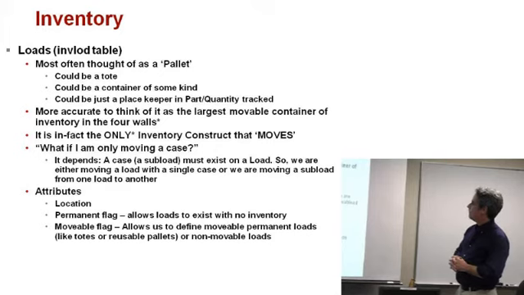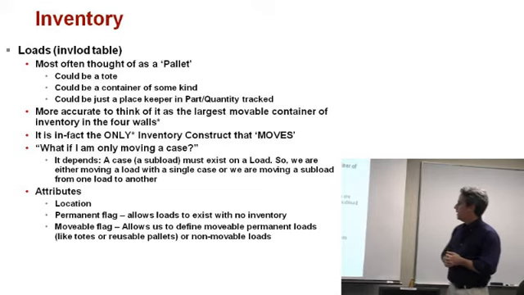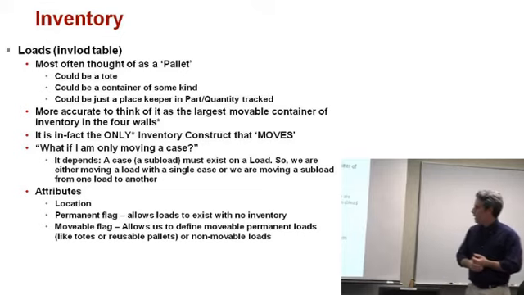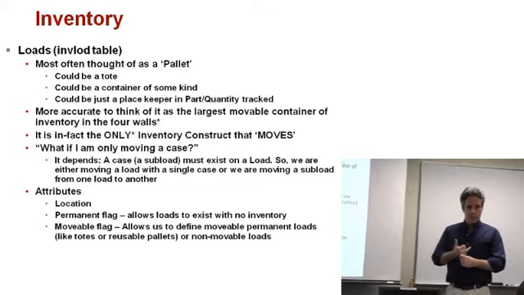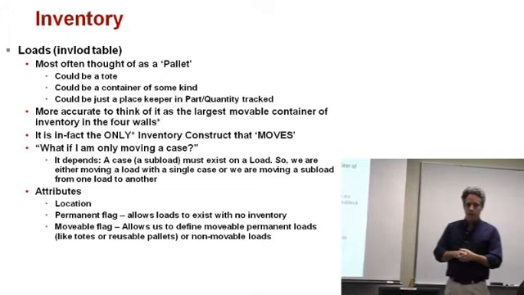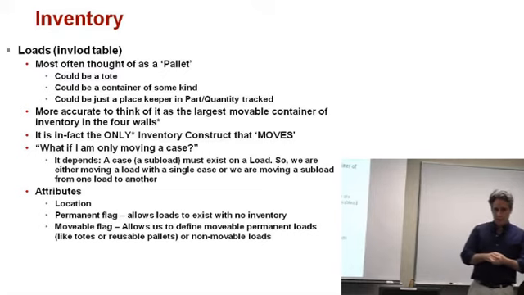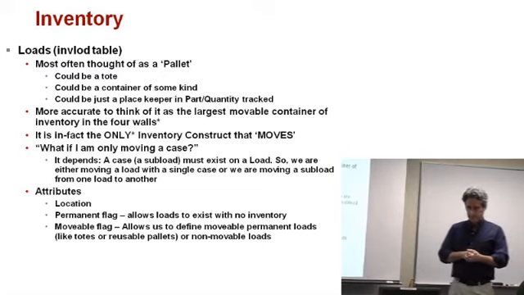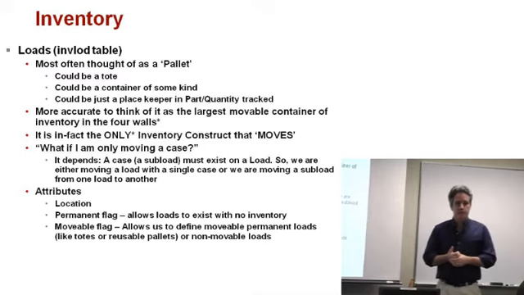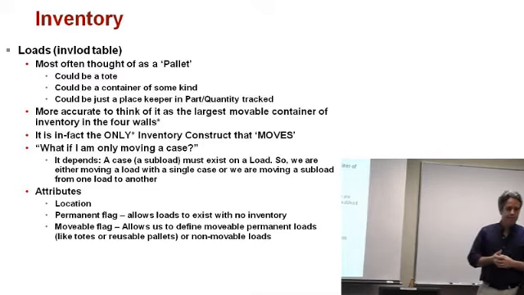Some attributes of the load: the location, the permanent and movable flags. The permanent flag allows the load to exist with no inventory on it. Typically, if you have a load number, as soon as there's no inventory on it, the load number ceases to exist. A permanent flag allows us to use reusable containers like totes and expensive, reusable pallets.